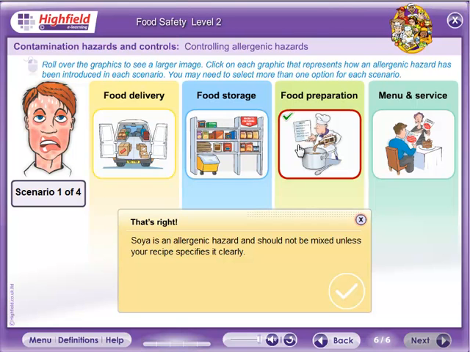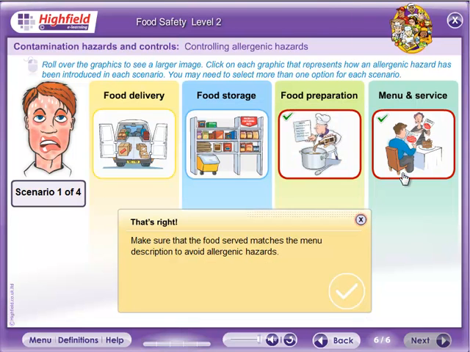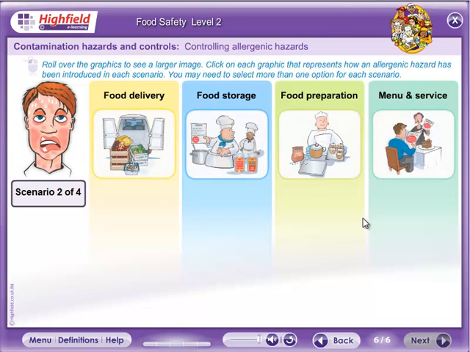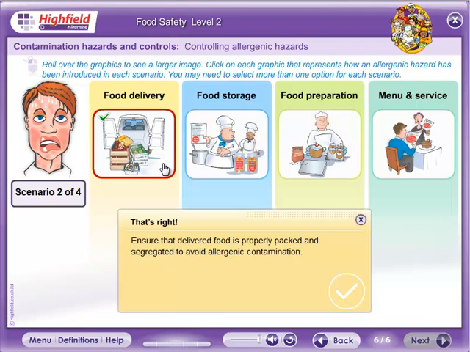That's right. Soya is an allergenic hazard and should not be mixed unless your recipe specifies it clearly. That's right. Make sure that the food served matches the menu description to avoid allergenic hazards. That's right. Ensure the delivered food is properly packed and segregated to avoid allergenic contamination.